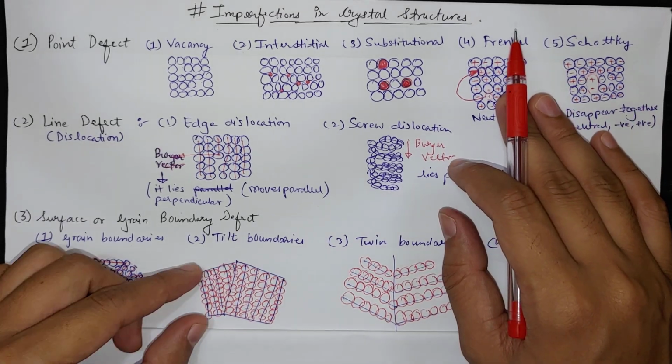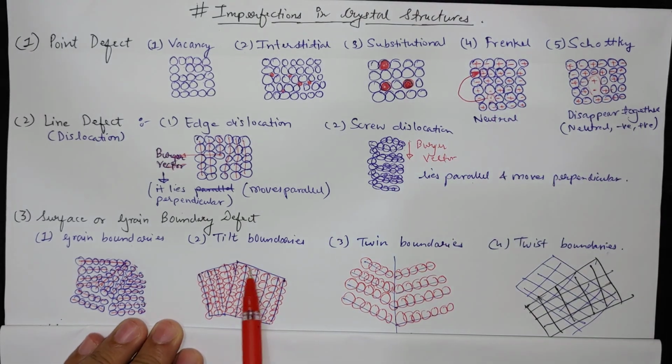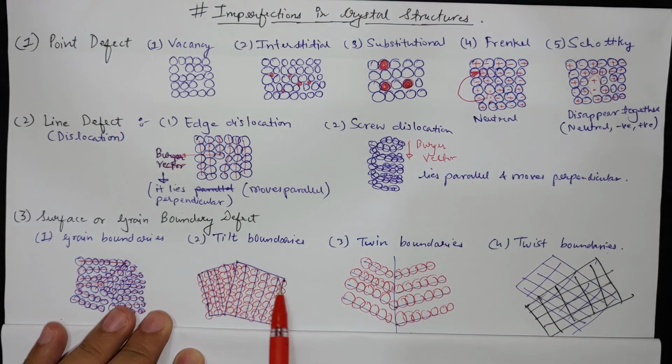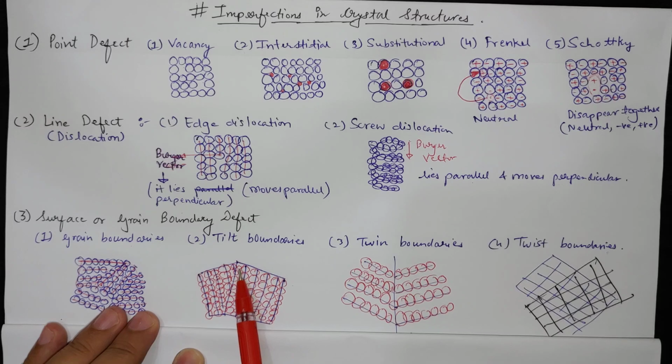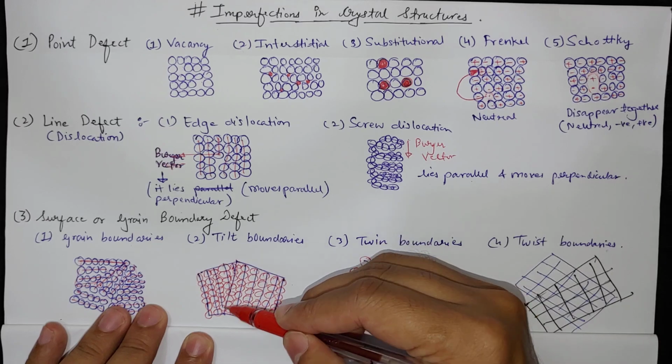In tilt boundary, we have different orientation of grain in the same plane. So this particular grain is oriented at this particular angle, and the other grain starts from here and is oriented in another direction. So this is called a tilt boundary defect. So here it's a tilt of the boundary.